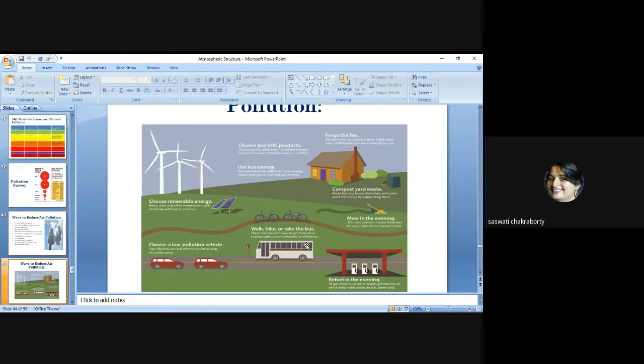Can you see this image? Can you correlate it with what you said? Choose renewable energy, the solar panels, the battery operated low pollution vehicles, isn't it? And choosing low volatile organic compound products, in cleaners, in paints, eco-friendly paints, adhesives.